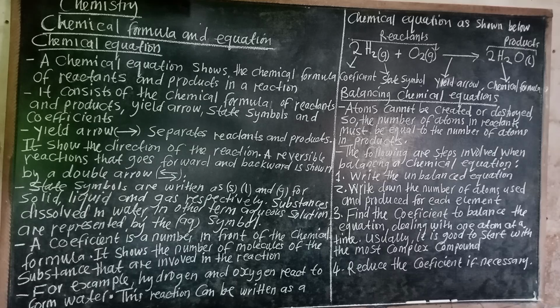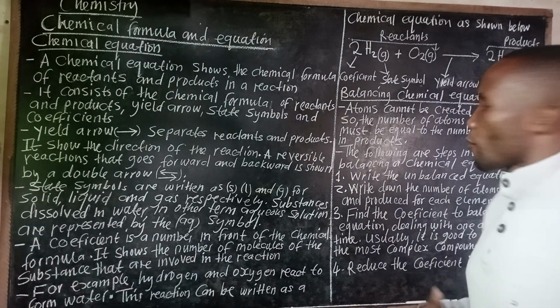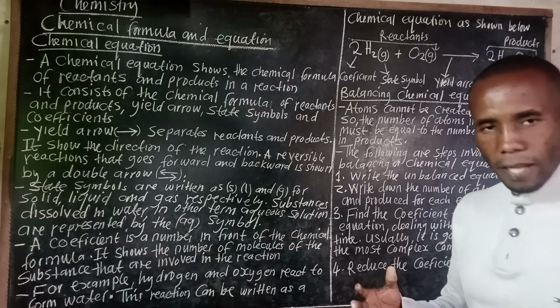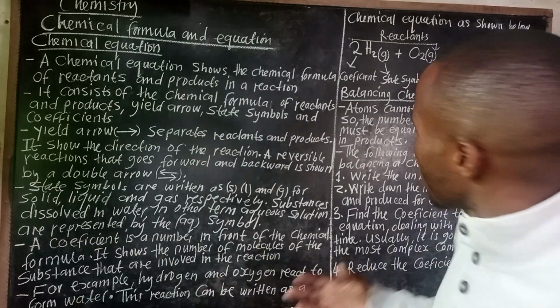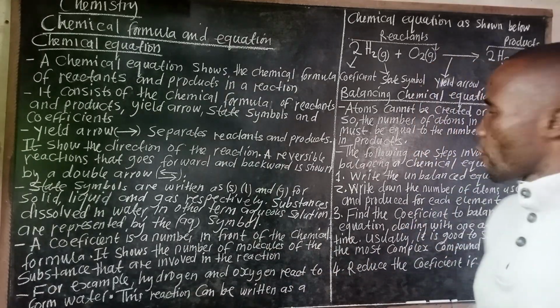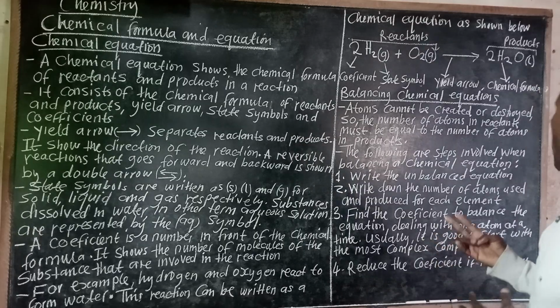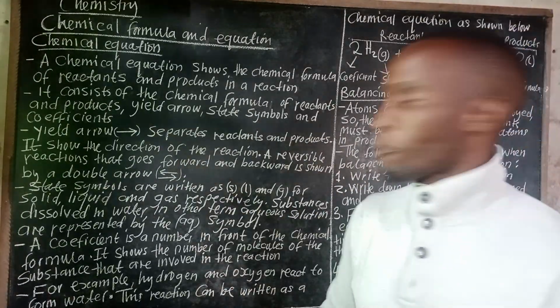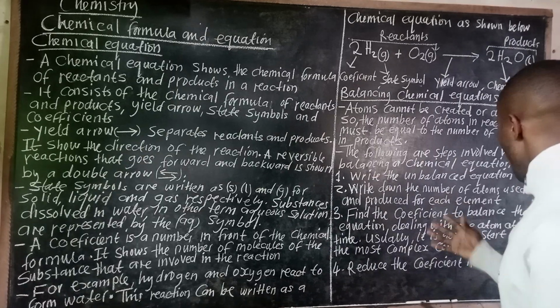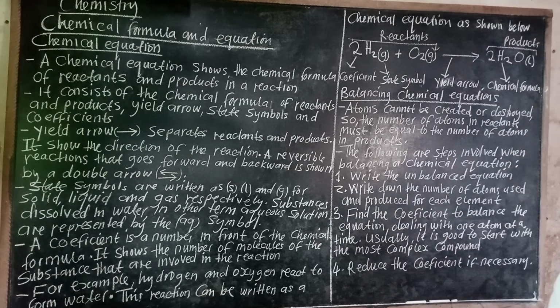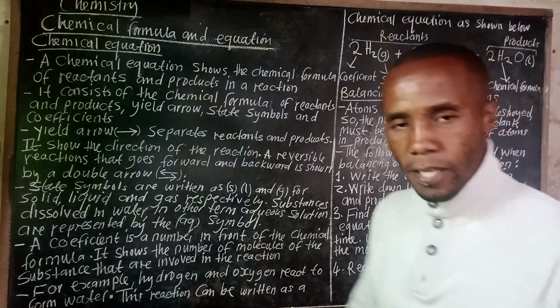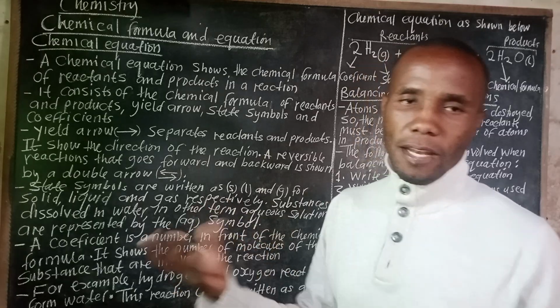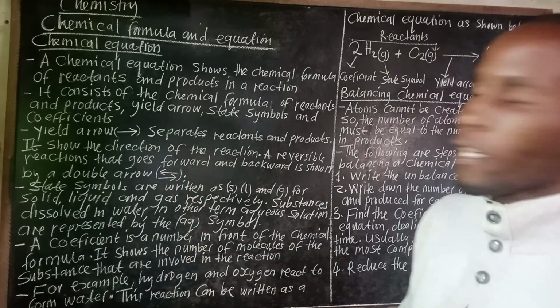You must know that. Then point 2, the following are steps involved in balancing a chemical equation. So let us soon see the steps that you can take for you to balance the chemical equation. One of them is write the unbalanced equation. So the first thing, just write the unbalanced equation there. Then 2, write down the number of atoms used and produced for each element. Just write now the number of atoms used and produced in each element.